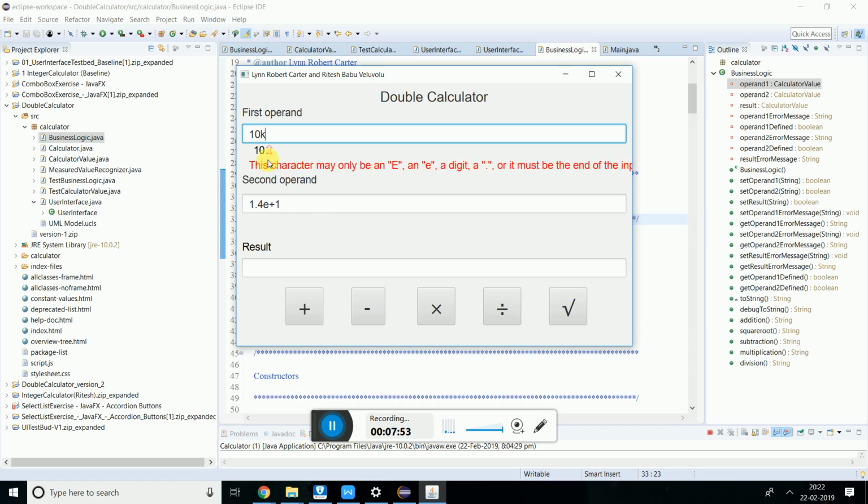See over here, it displays the error message that this character may only be a capital E, or a small e, or a dot, or it must be the end of the input. So these are all the various possible cases of wrong inputs that are given by the user. And see over here, after one point, this pointer points to this character, saying that this character may only be a capital E or a small e, or it must be the end of the input.